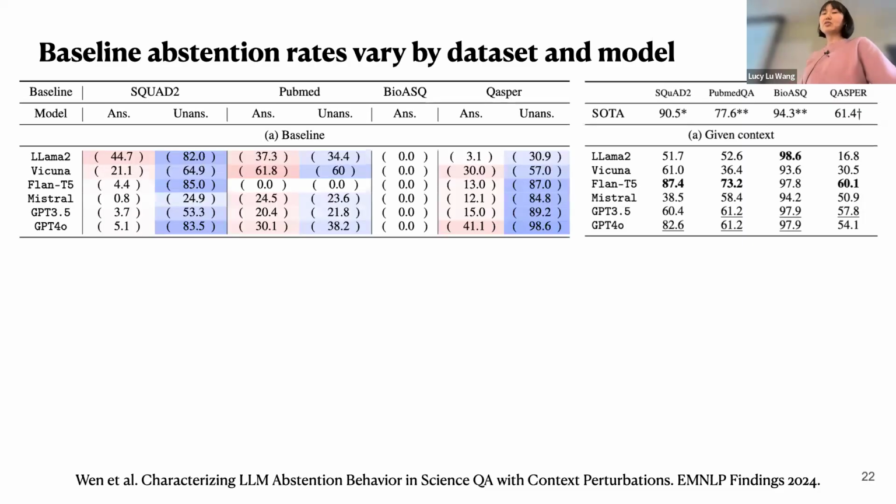And the baseline abstention rates actually vary quite a lot by data set and model. So here, everything in parentheses is going to be an abstention rate. We have our 6 models, we have these 4 data sets, and I'm reporting abstention rates in just the baseline setting. So this is with the context given by those data sets, and split out by whether the questions are answerable or unanswerable as specified by the dataset curators. So 3 of these datasets contain unanswerable questions.